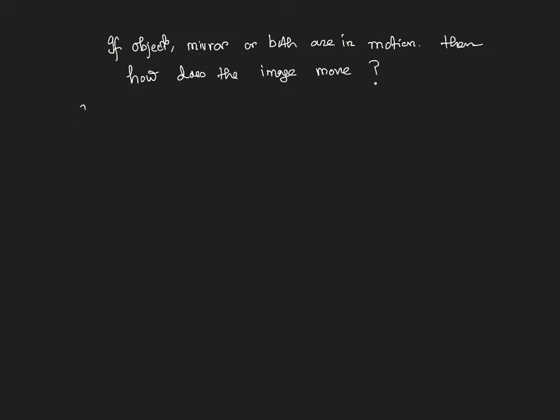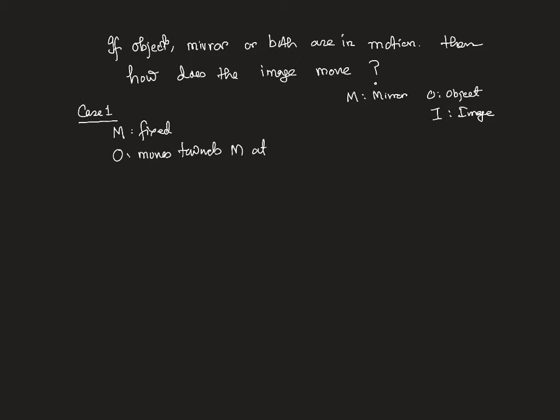So let's take case by case. Case one. Say the mirror is fixed. M, as a short form, is for mirror, O for object, and I for image. So here M is fixed and O moves towards M at speed v.